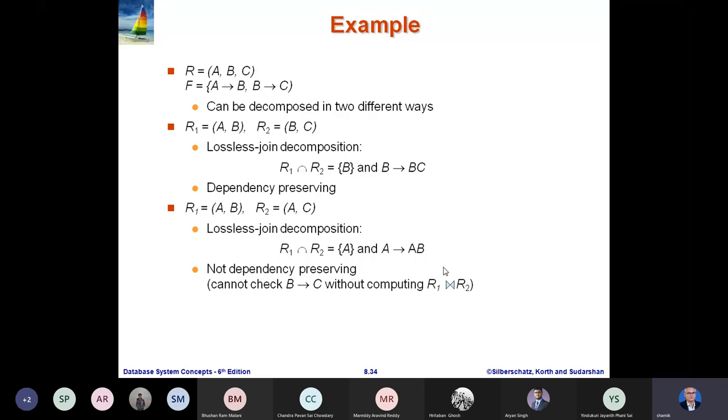Now, if we look at this other example, where I decompose R into R1(A, B) and R2(A, C). So R1 intersection R2 is A, and A functionally determines AB. That means A functionally determines R1, so this is also a lossless join decomposition. But you see that in this case, you cannot check B to C, because B to C you cannot check either in R1 or in R2 without computing R1 natural join R2. So this is an example which is a lossless join decomposition, but it is not dependency preserving.